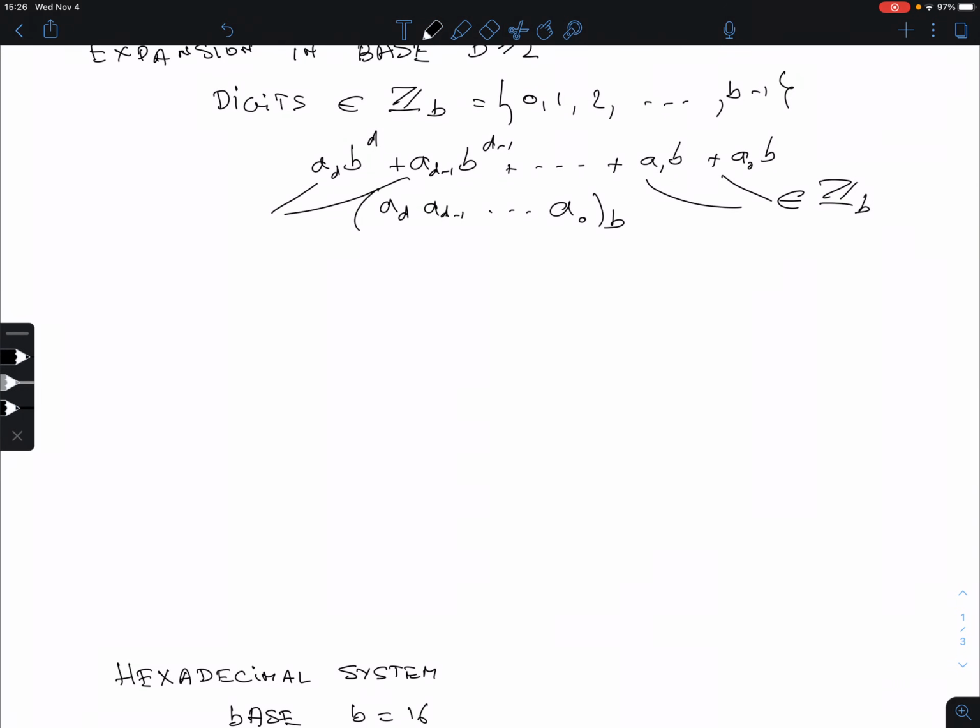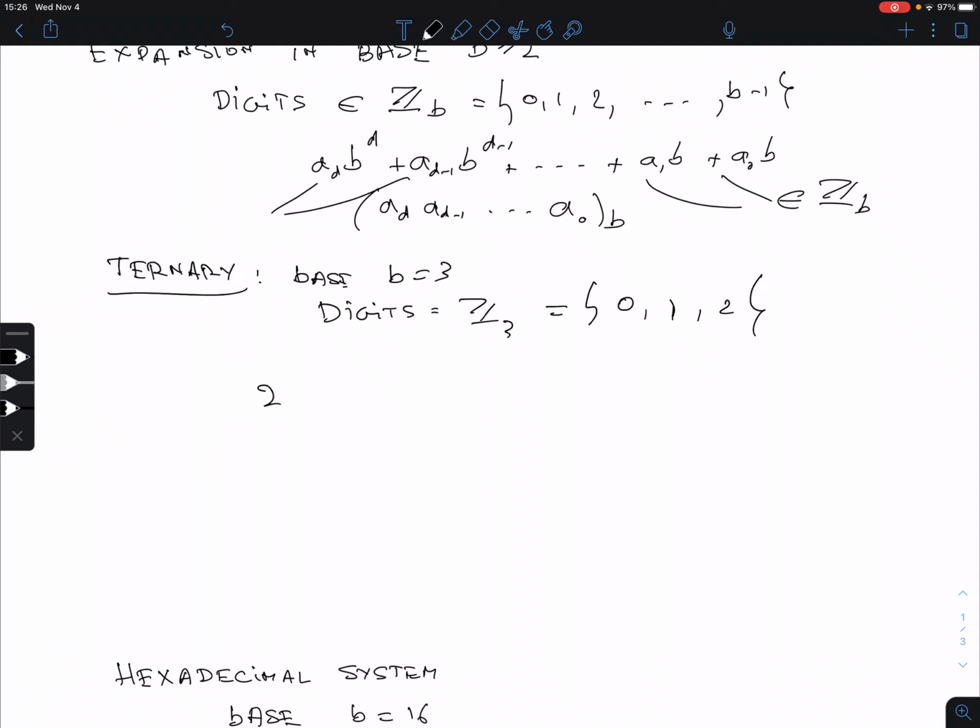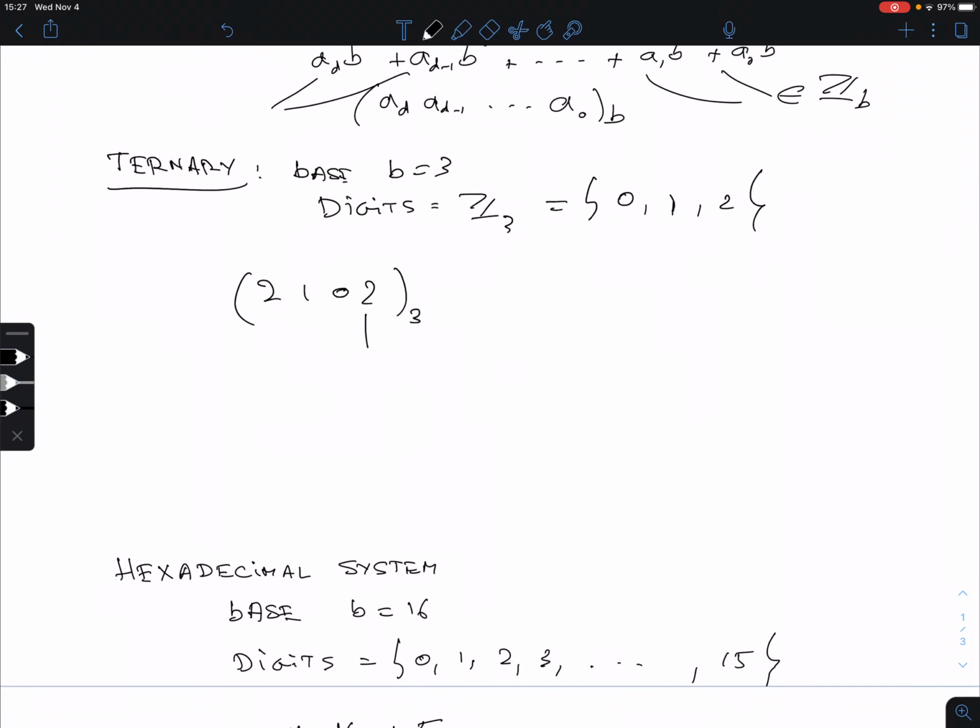Let's do what is called ternary. Can you guess what base it would be? Ternary, 3, okay, base is 3, so our digits will be from Z3, which is 0, 1, and 2. So for instance, if I write 2, 1, 2, 0, well, let me write the 0 somewhere else, otherwise it looks like the 0 is on the back. This in ternary, what does this now mean? Okay, this means 2 times 3 to the power 0, plus 0 times, I'm not writing that, plus 1 times 3 to the power 2, otherwise I lose track.